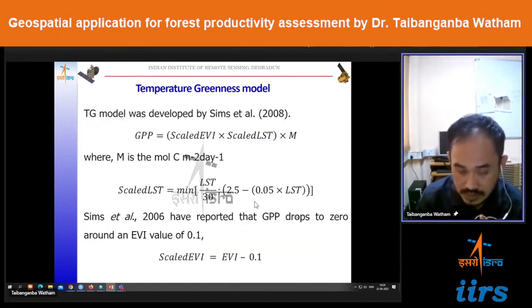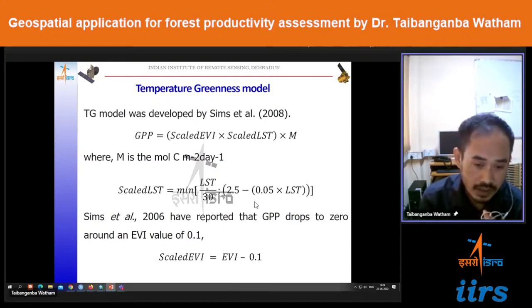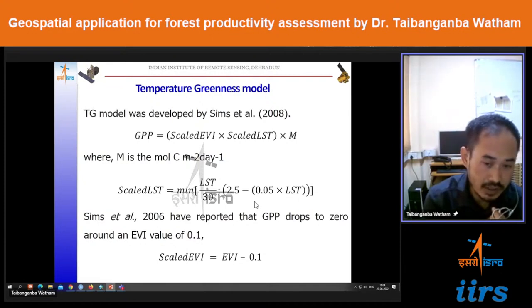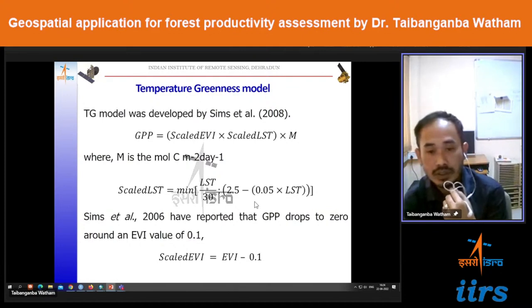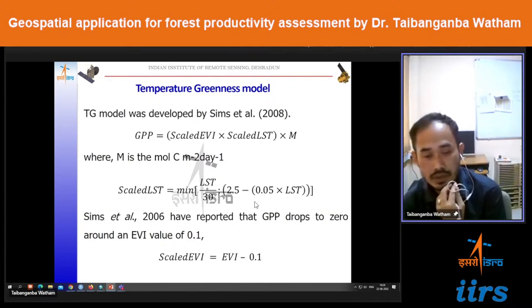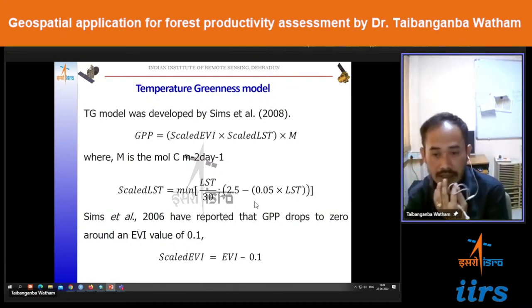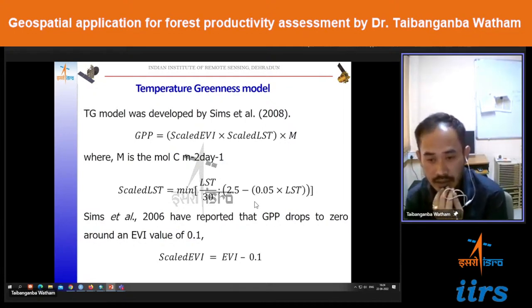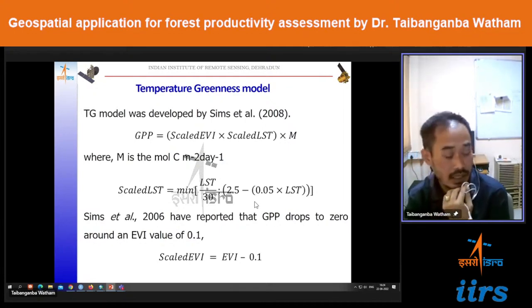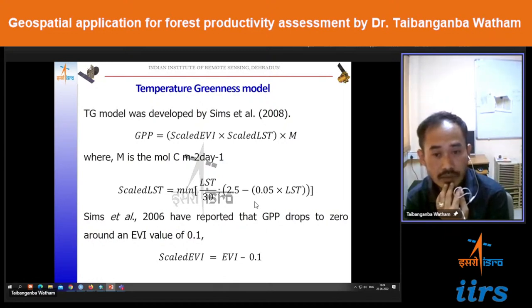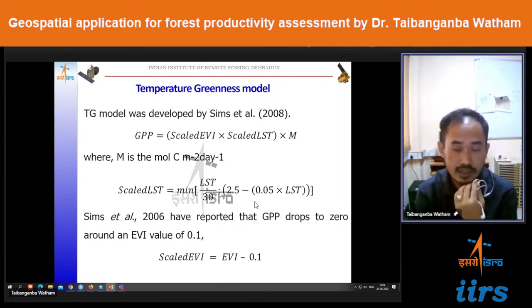So coming to the next, there is one more model which is very useful, as it reduces the dependency on the ground data. That is called the temperature greenness model. In this, we use the EVI and the satellite-derived LST, that is the land surface temperature. This is one of the models developed by Sims et al. in 2008.